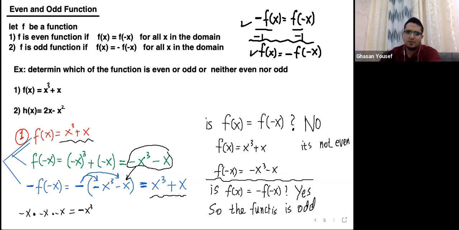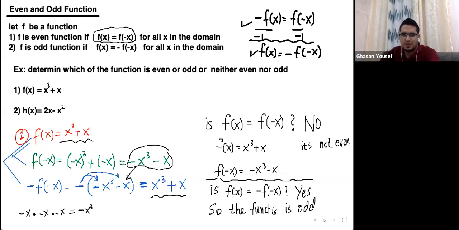So you have to go back to the rules. The rules say f is even if it satisfies this condition. The condition is f of x equals f of minus x. Here is my f of x. Here is my f of minus x. You ask yourself, is the red the same as the green? Is x cubed plus x the same as minus x cubed minus x? No, it's not the same.